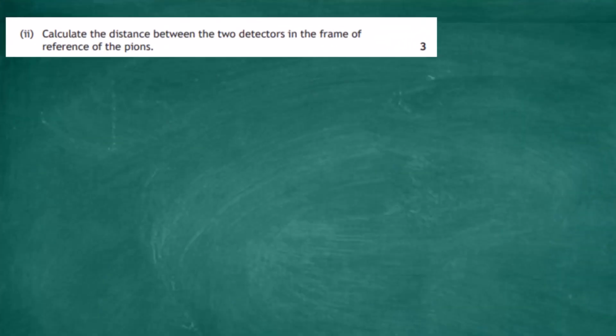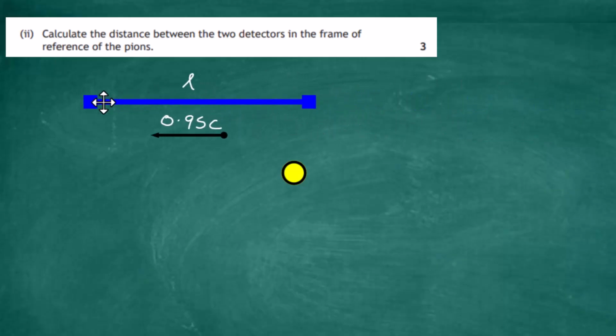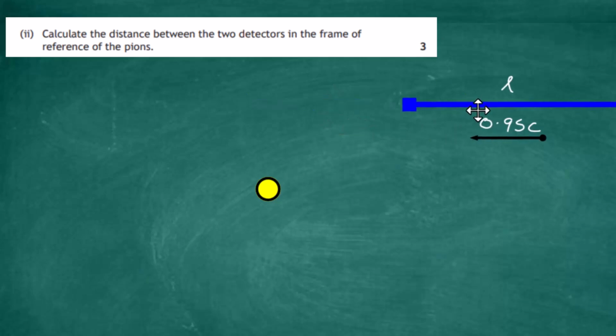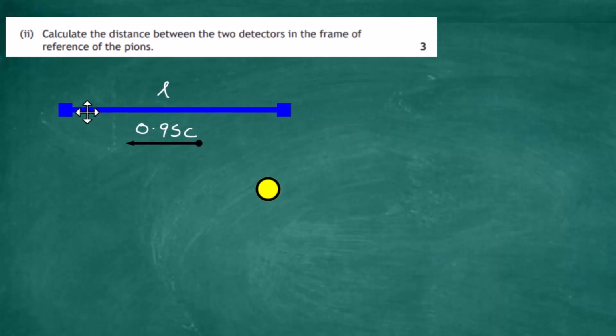Part 2. Calculate the distance between the 2 detectors in the frame of reference of the pions. Well, if we're in the frame of reference of the pions, we're really seeing the detectors moving in this direction here with the speed of 0.95 c. Think about it. If the pions are moving past this way, then if you are sitting on a pion, you'll see the detectors moving in this direction here like that with a speed of 0.95 c.